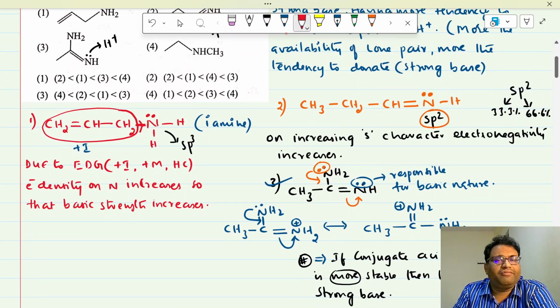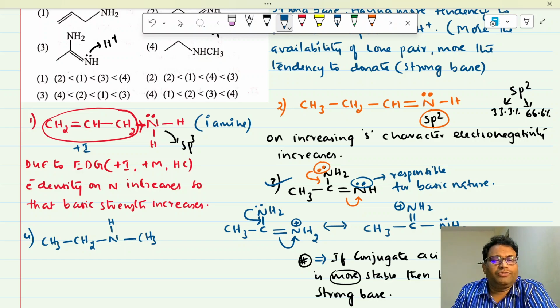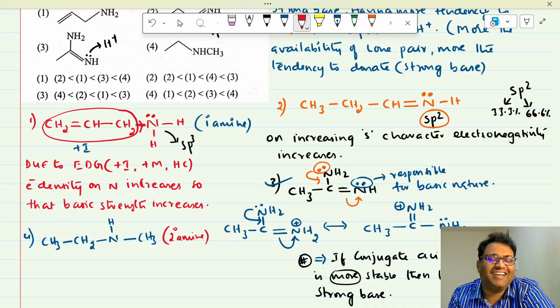So what is given? Let us see the fourth one: CH3CH2NHCH3. Okay. So here this is a secondary amine. Which amine is it? Secondary amine, because in ammonia, two hydrogens are substituted with an alkyl group. Substituted with what? Alkyl group. So this is a secondary amine.